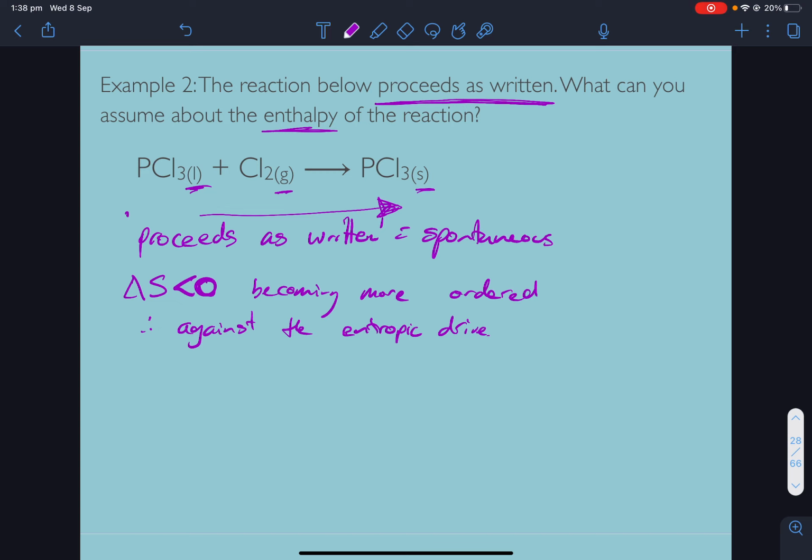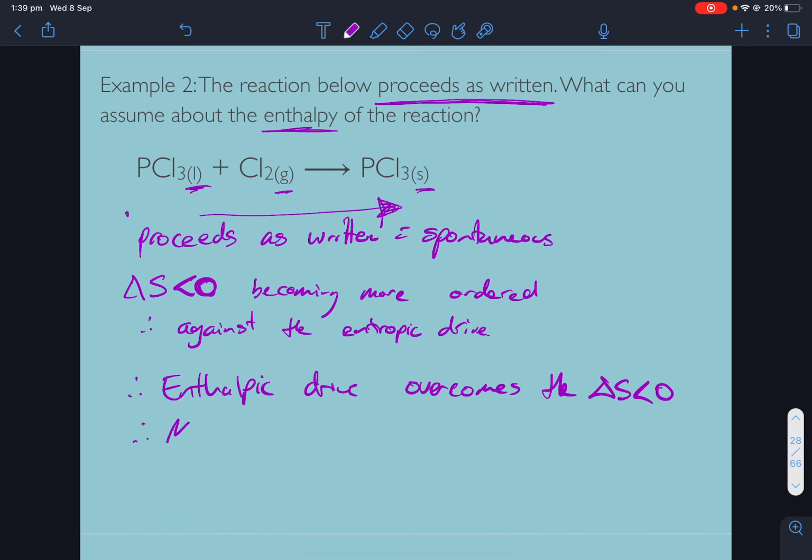It's going against that. Now, the only thing that will make that happen and be spontaneous is that the enthalpy must be a very negative value. Okay, it must be really losing a lot of energy, and because that's what's making it happen. Okay, if it wasn't, it wouldn't happen at all, because entropy is saying no, I don't like this. If enthalpy as well was saying no by being endothermic, it wouldn't proceed as written. But the fact that it happens and it's going against the entropic drive is saying that the enthalpic drive overcomes the entropy less than 0, okay? So it must be exothermic, okay? It must be enthalpically driven.